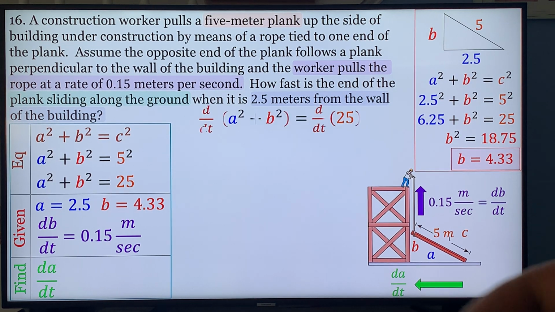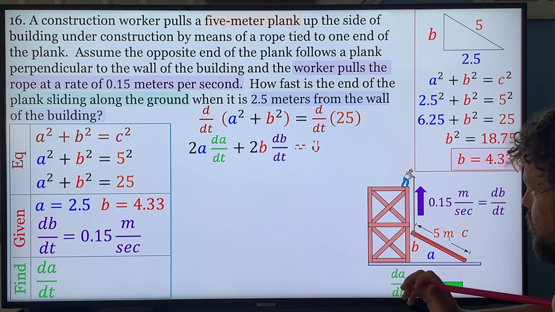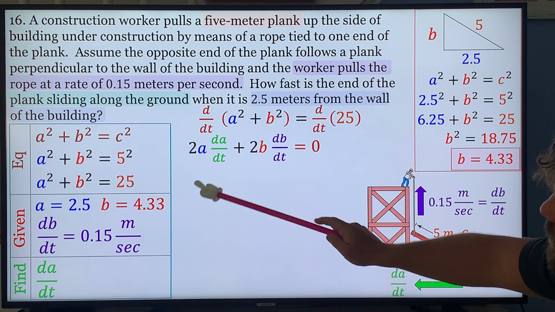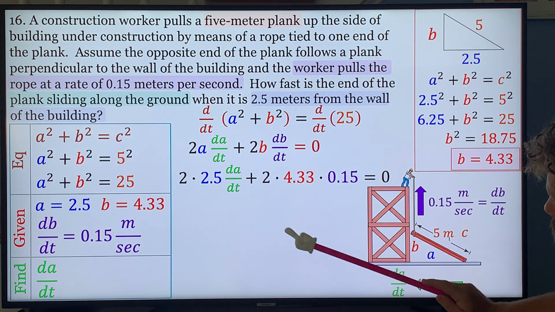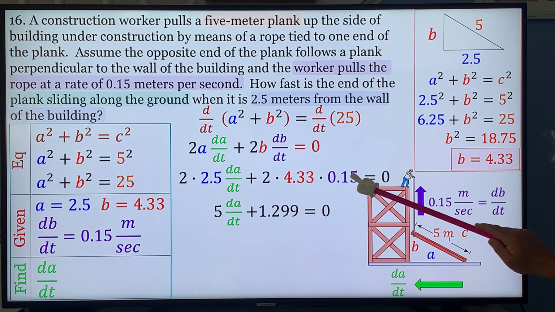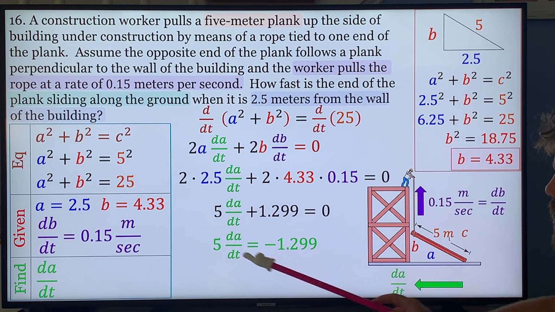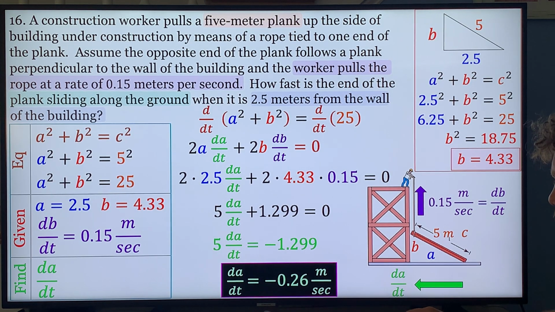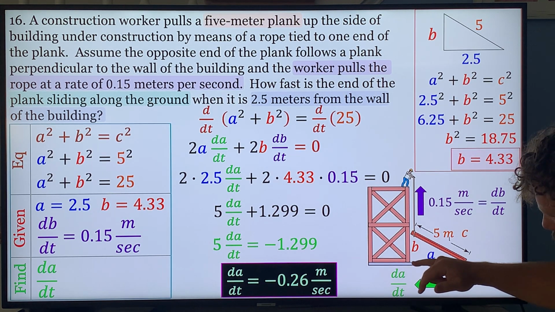Ready to derive? 2a dA/dt, 2b dB/dt, 0. Plug some stuff in. 2.5, we don't know. 4.33, 0.15. 5, 1.2999. Subtract the 1.3-ish from both sides. Divide by 5, and dA/dt equals negative 0.26 meters per second. So this gets closer to the wall by about 1/4 meter per second.